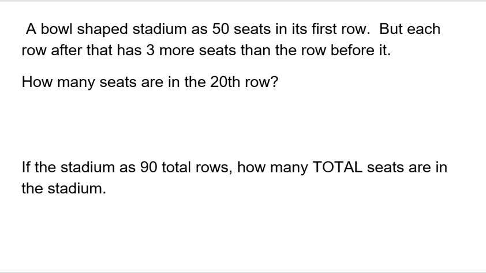So as we go up, each row has 3 more seats than the row before it. Clearly arithmetic, right? We're adding 3 more seats to every row as we move forward. So that's going up 3, up 3, up 3. Definitely arithmetic. So there's 2 questions here.